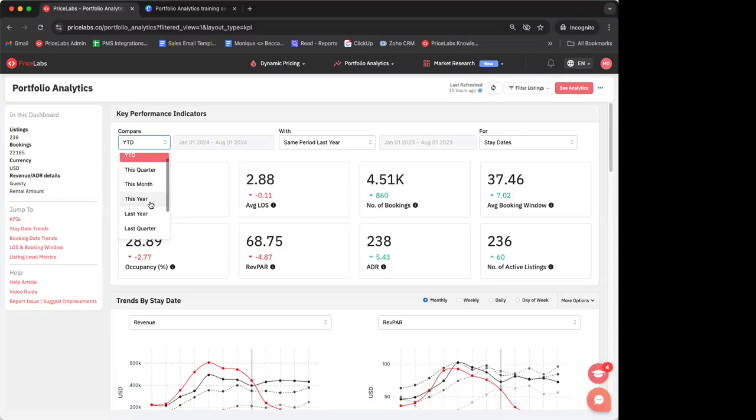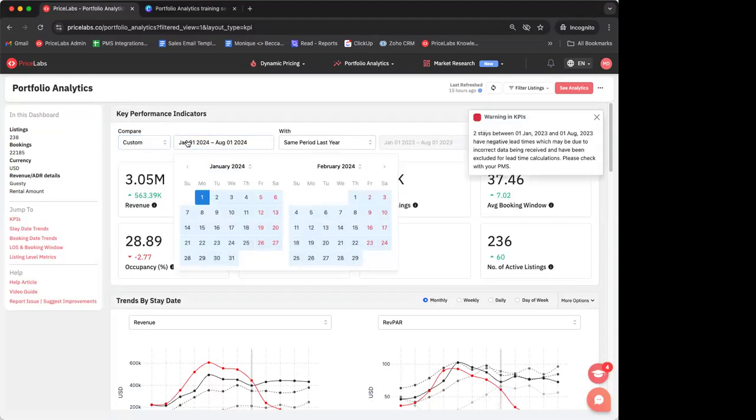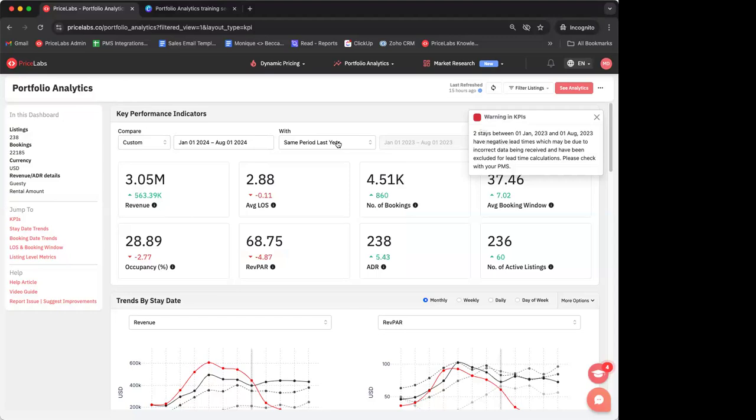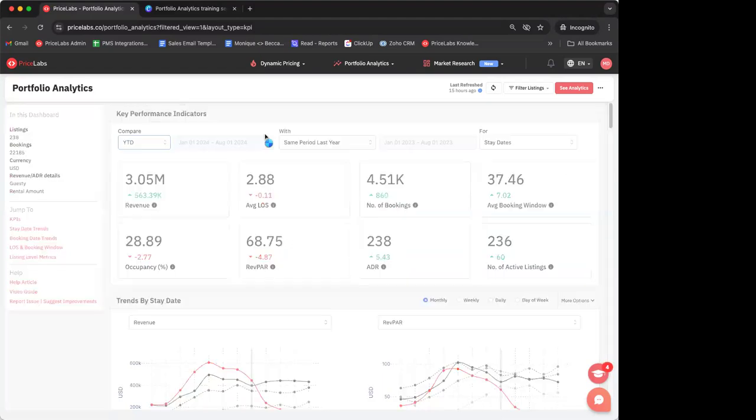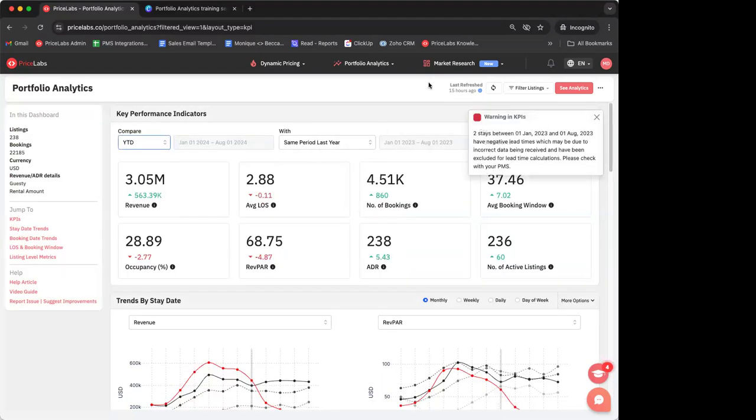So it would also include future occupancy and future reservations, last quarter, last 30 days, and you can also choose custom dates. If you click on the custom dates, this box allows you to come in here and actually select what those dates are. The second box tells us for this KPI section here, what period are we comparing it to? Do you want to compare it to the same period last year? For example, we're looking at year to date, so January 1st through August 1st, compared to January 1st through August 1st, 2023.